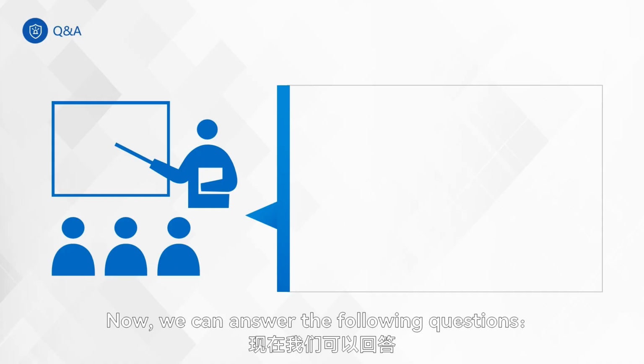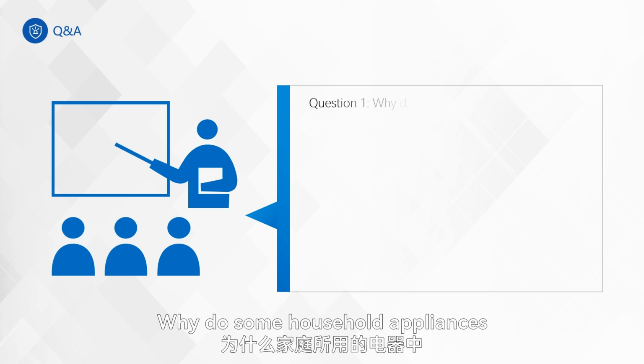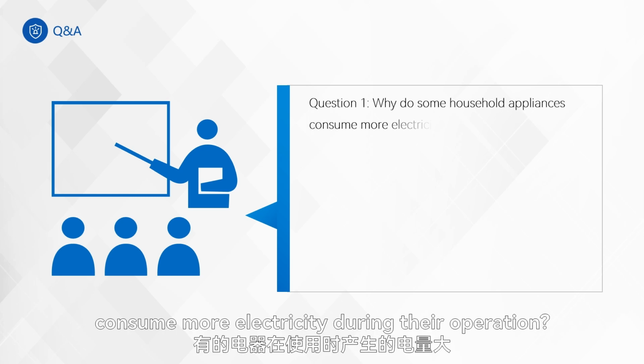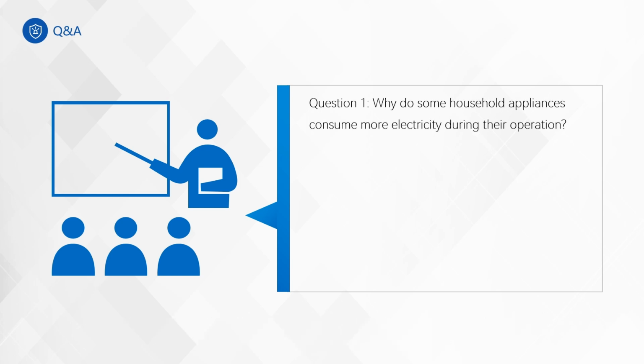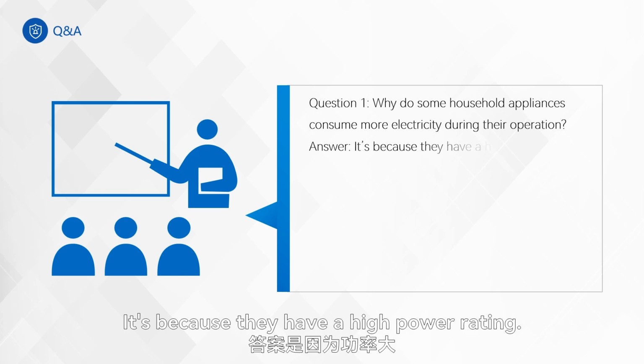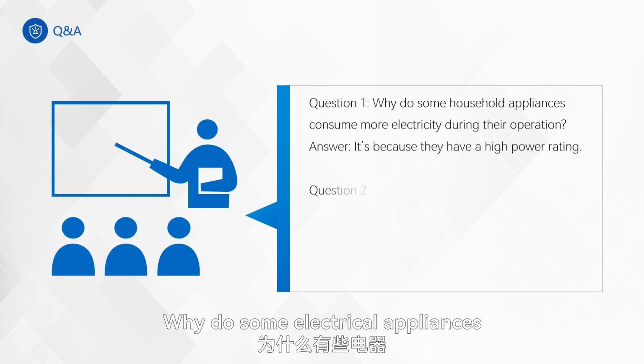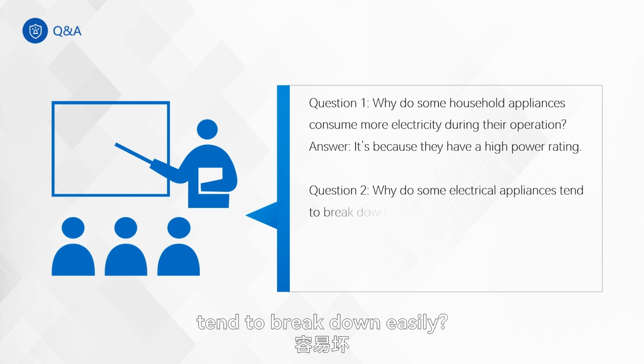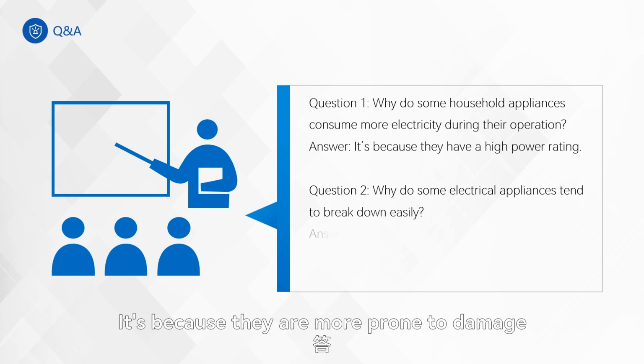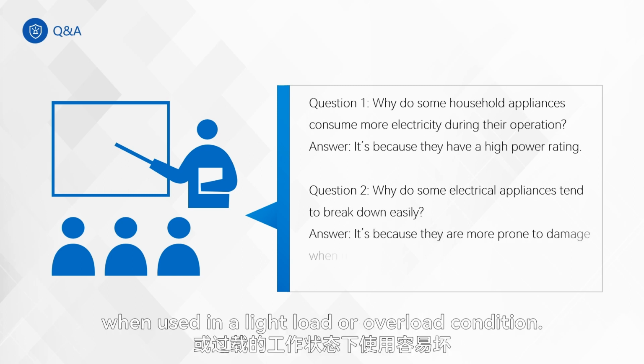Now we can answer the following questions. Why do some household appliances consume more electricity during their operation? It's because they have a high power rating. Why do some electrical appliances tend to break down easily? It's because they are more prone to damage when used in a light load or overload condition.